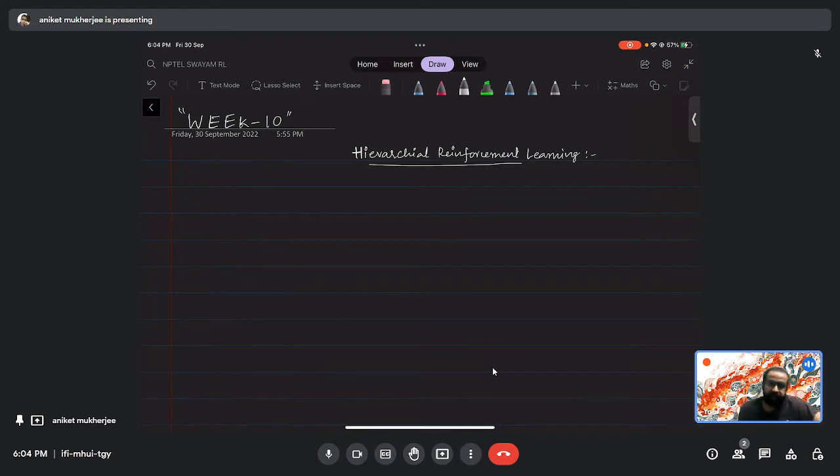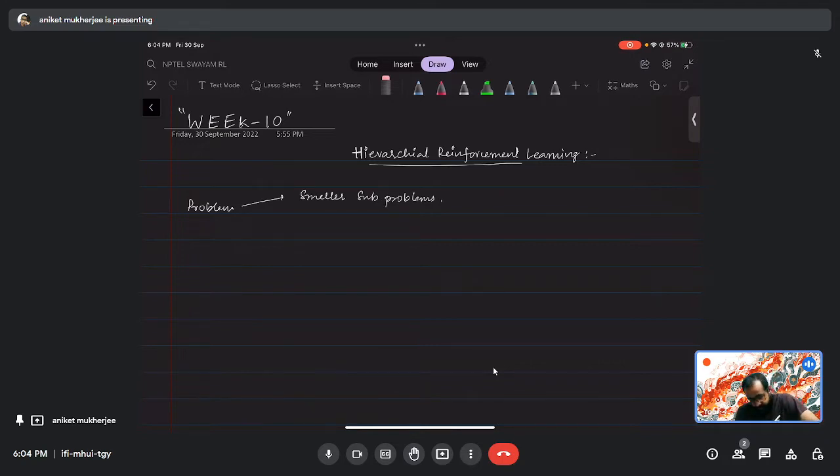Basically, hierarchical reinforcement learning deals with problems that can be broken down into smaller subproblems. That is when you try to use hierarchical reinforcement learning. So instead of learning the same thing again and again, you learn it one time and then you move on to the next mission so that you can learn it again.